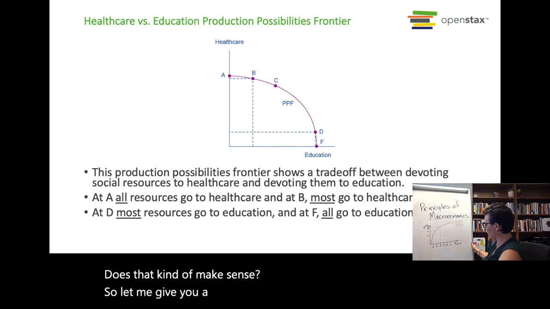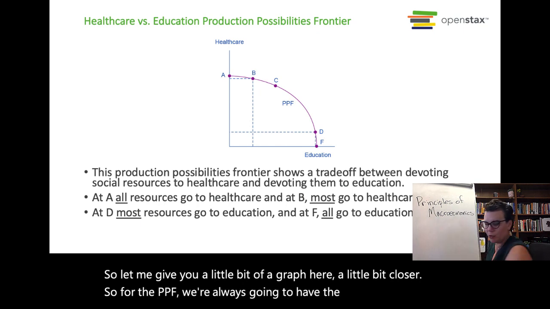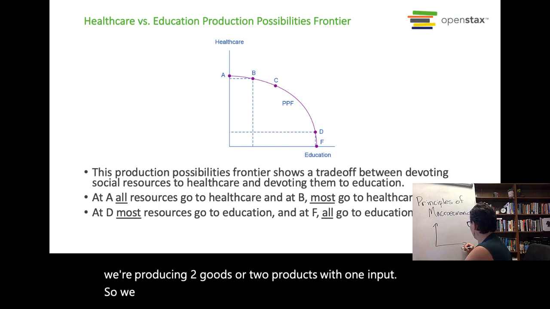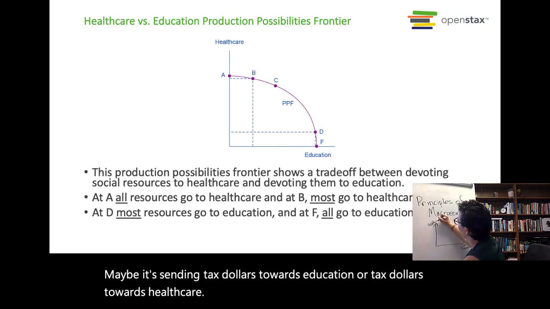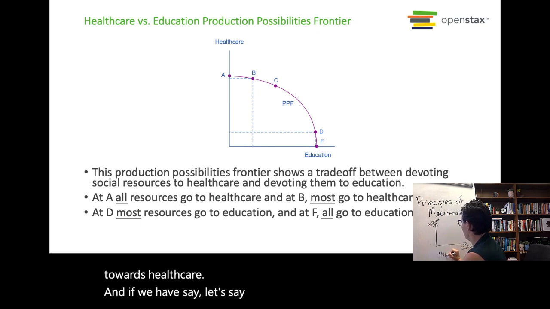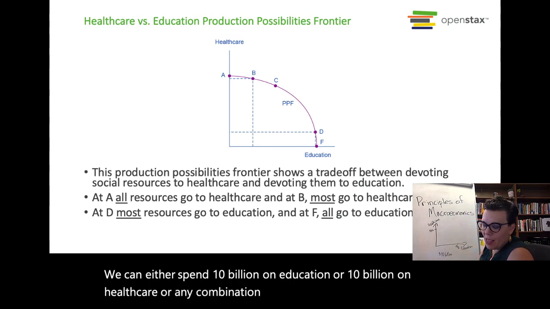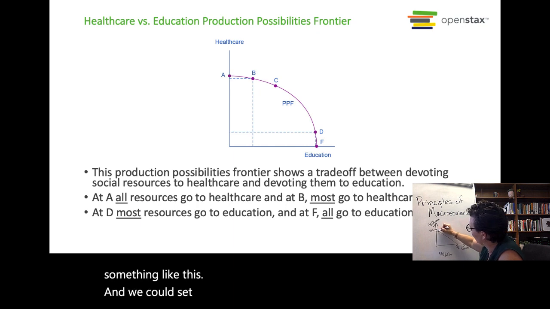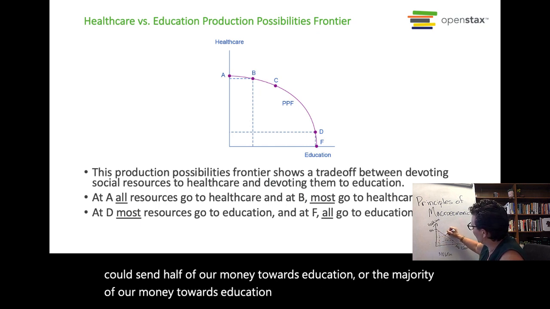So let me give you a little bit of a graph here. Let me make this a little bit closer. For the PPF, we're always going to have the assumption that we're producing two goods or two products with one input. So if we've got education, maybe it's sending tax dollars towards education or tax dollars towards healthcare. Let's say we have a $10 billion budget. We can either spend $10 billion on education or $10 billion on healthcare or any combination. A simple PPF could look something like this. We could send a few more dollars towards education, or we could send half of our money towards education, or the majority of our money towards education, and we would see different outcomes.